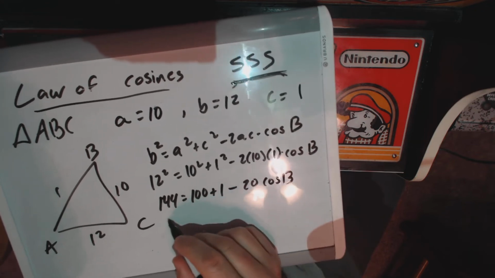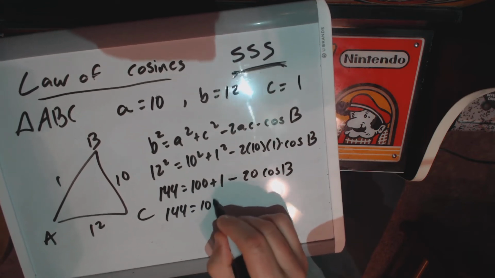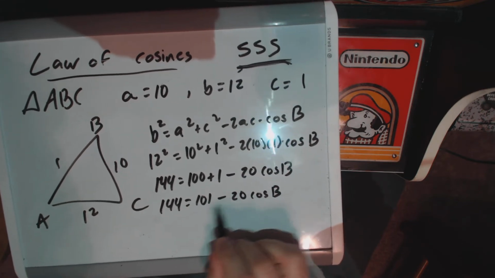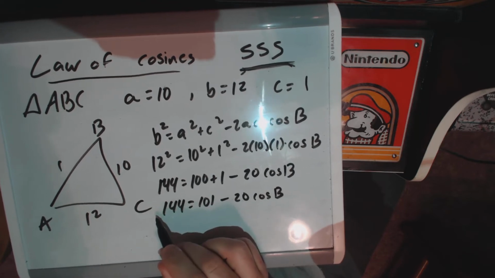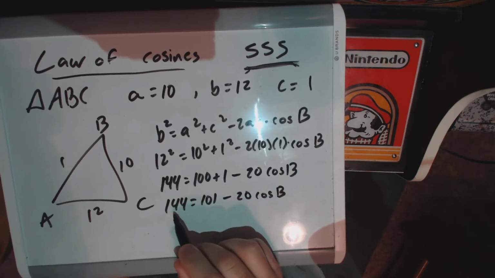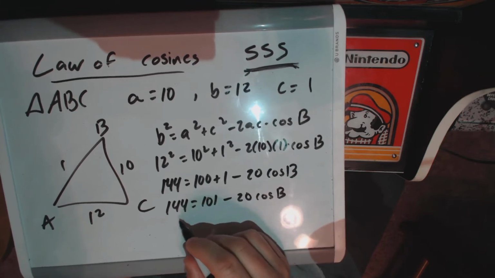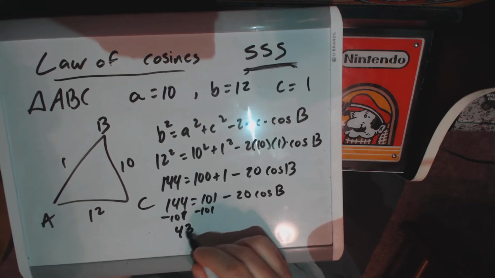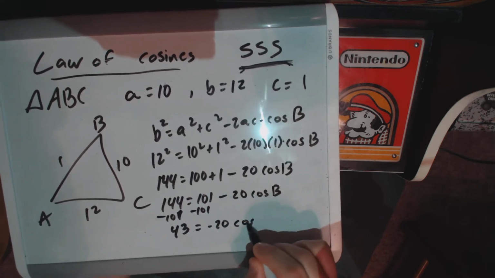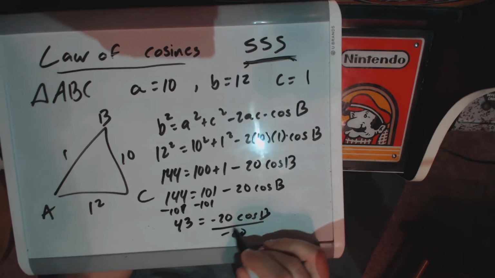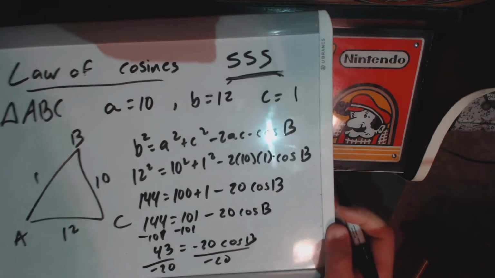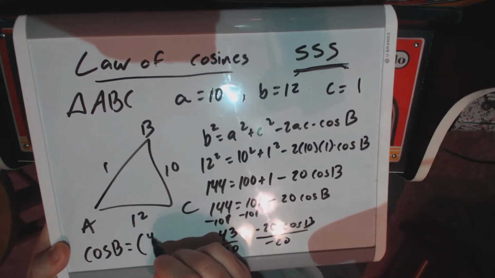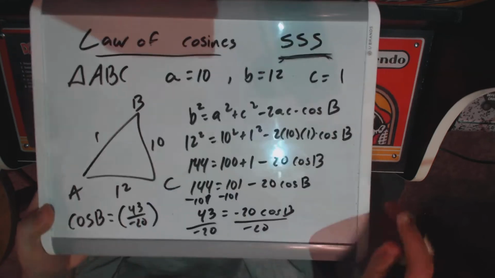Cosine B. So let's check this out. 144 equals 101 minus 20 cosine B. Remember here, don't subtract those; you want to subtract the 101 over, right? So 144 minus 101 is 43, which equals negative 20 cosine B. Then you divide both sides by negative 20, and what you get is cosine of B equals 43 over negative 20, right?